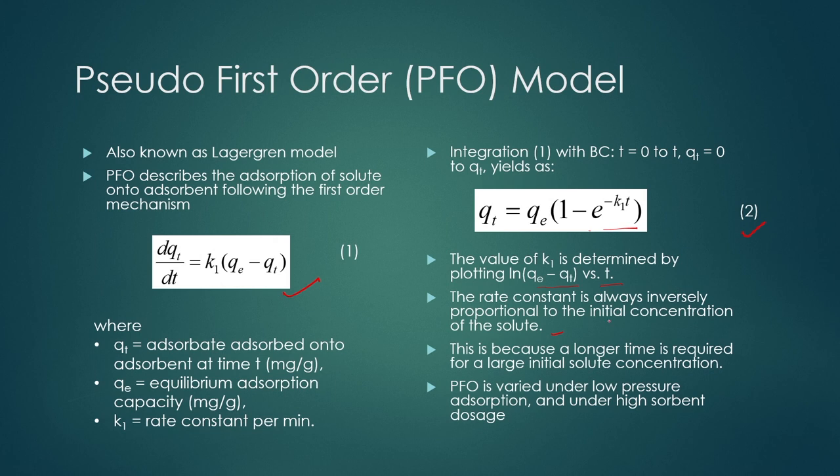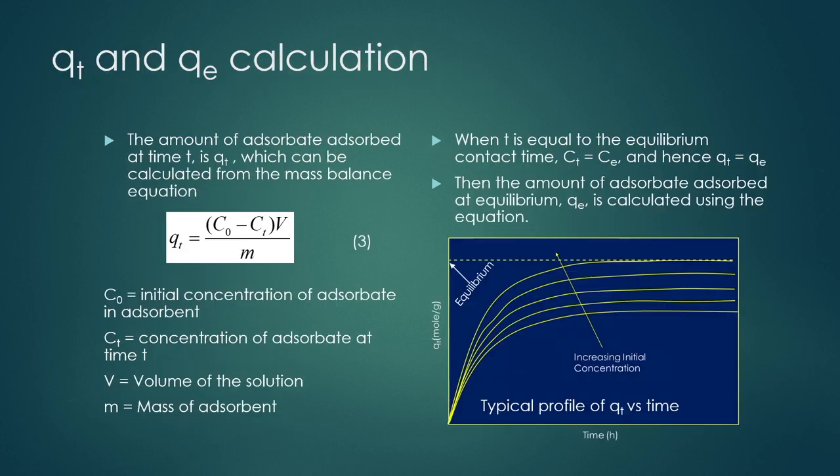And this rate constant will always be inversely proportional to the initial concentration, because a longer time is required for a large initial solute concentration. So, that is why this rate constant will be inversely proportional to the initial concentration of the solute.